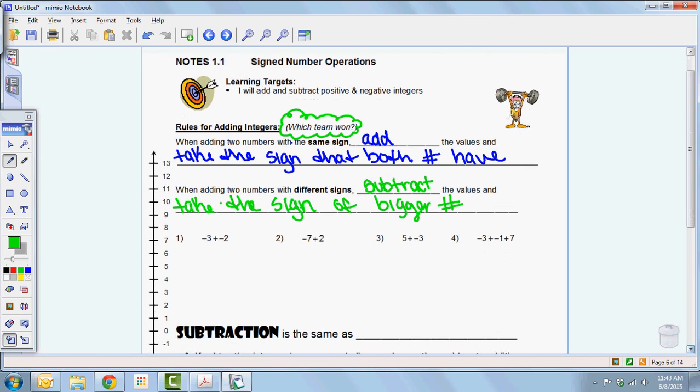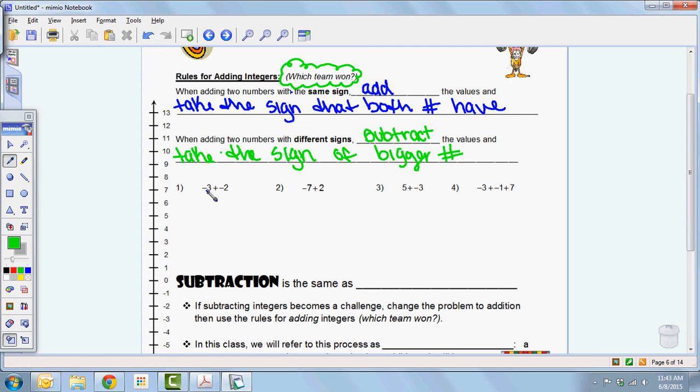So let's look at some of these examples here. So I see a -3 plus a -2. They have the exact same sign. So I'm going to use my first rule up here. I'm going to add them together. So I'd get 5. I'm going to take the sign that both the numbers have. So it's going to be a -5. All right? The next one, I see different signs. So this means I'm going to subtract those two numbers. So 7 minus 2 is 5. And the bigger number, which team wins? Is it the negative team that wins or the positive team? The negative team is bigger, so my answer is going to be -5.